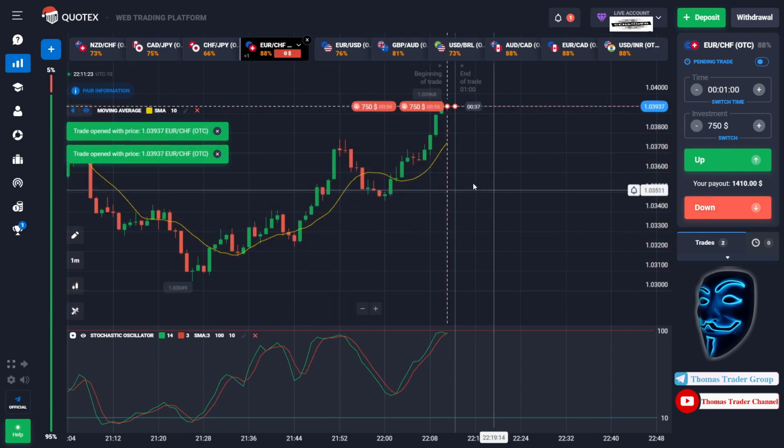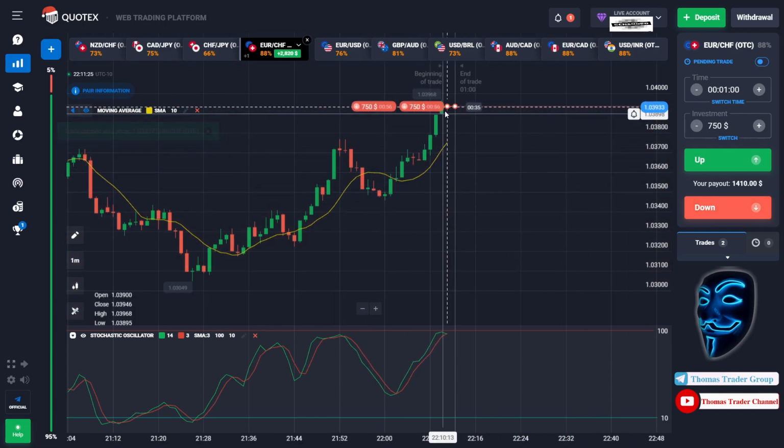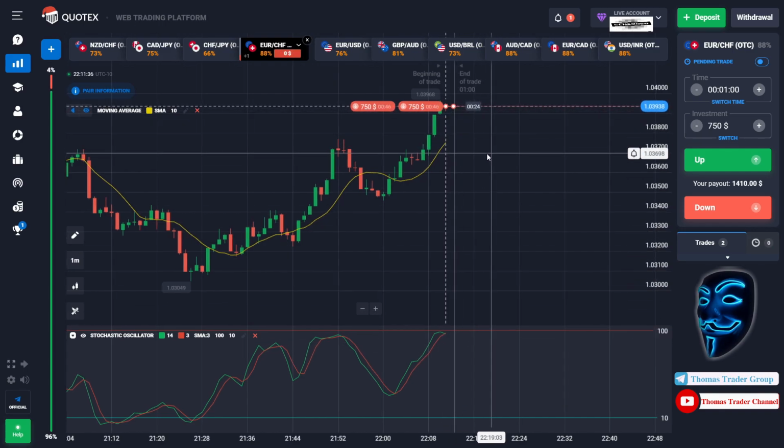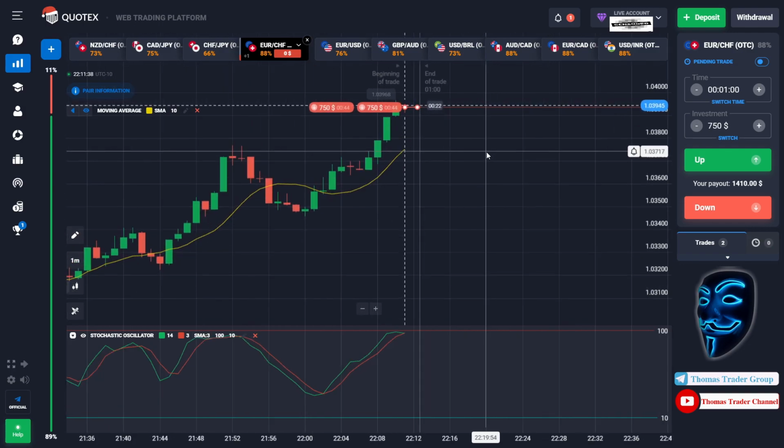As you can see, the market is going bullish and the market has already touched the overbought area. When the market touched the overbought area, it will make a rebound and it will make a correction to the moving average line before it continues the bullish trend. Let's prove it and let's wait till the end of our trade.